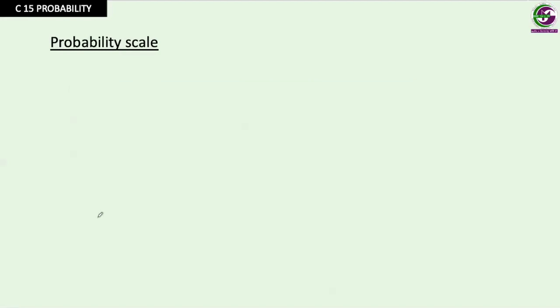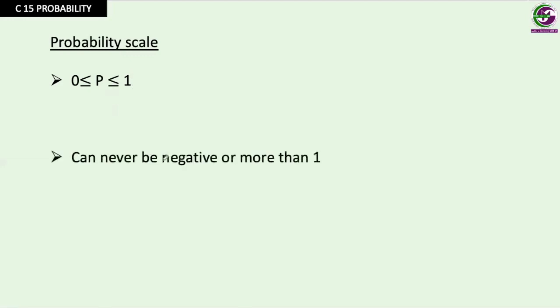Let us move on to a note. Probability should lie between 0 and 1, including 0 and 1. So 0 is less than or equal to any probability, which is less than or equal to 1, which means probability can never be negative or more than 1. We can actually express probability in terms of percentage. 0% compares to probability 0 and 100% compares to 1. So even chance is considered as 50%.